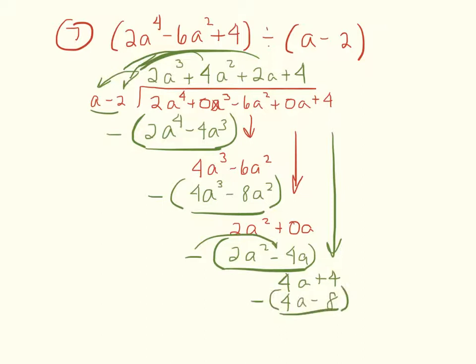I subtract that. This negative of negative 8 right there gives me a plus 8, which means 12. So I get a remainder of 12 over my divisor, a minus 2. And I believe that's answer D on your handout. Okay, that completes my first page. So I'm going to stop this, and then I'll do the next page on a separate video.